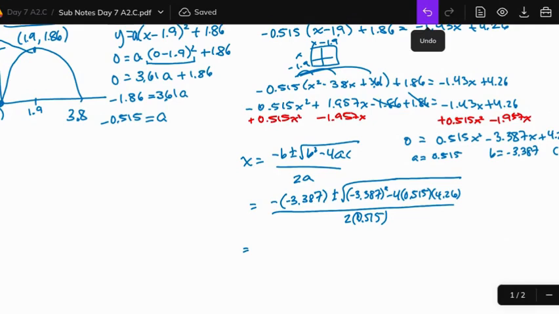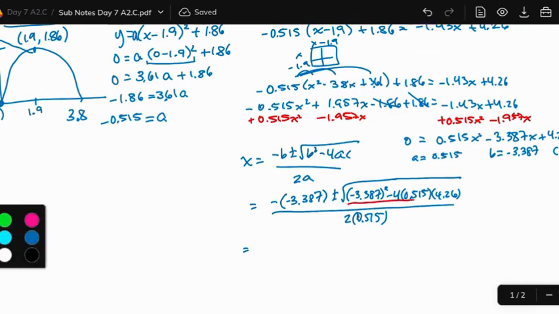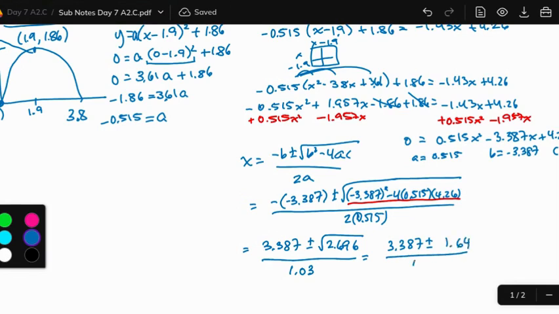I like to simplify the part just underneath the square root first. So I type that into my calculator just as it appears. I'm going to change that minus and negative into a positive, so 3.387 plus or minus this square root, which, when we enter that into our calculator, should be 2.696. So that's everything underneath the square root. And then 2 times 0.515 is 1.03. Then I take the square root of the 2.696, and I get 3.387 plus or minus 1.64. And then we're dividing that by 1.03.